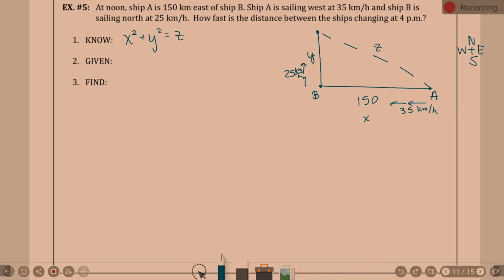Again, that one side where they said there's a distance of 150 in there, we're going to get a little more specific there. What else are we given here? What are we given in the way of rates? 35 kilometers per hour. And what is that? That's the change in X. So X is changing. The change in X over a period of time is changing at a rate of 35 kilometers per hour.